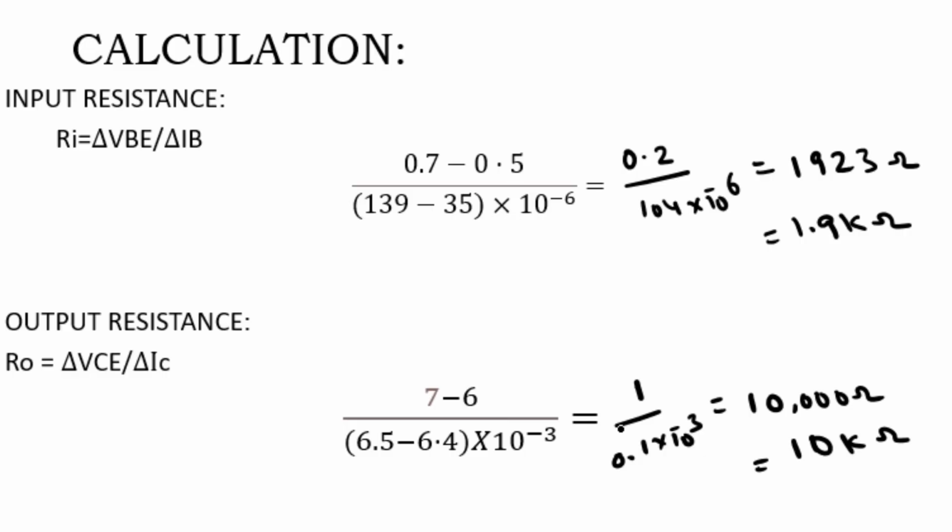Here the transistor is a device which transfers the resistance from low resistance to high resistance, 1.9 kilo ohm resistance to 10 kilo ohm resistance.